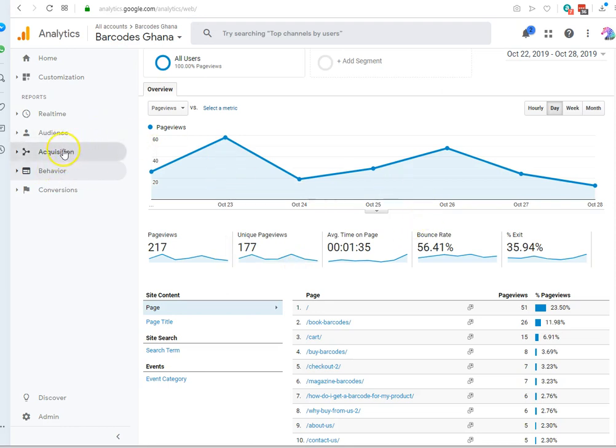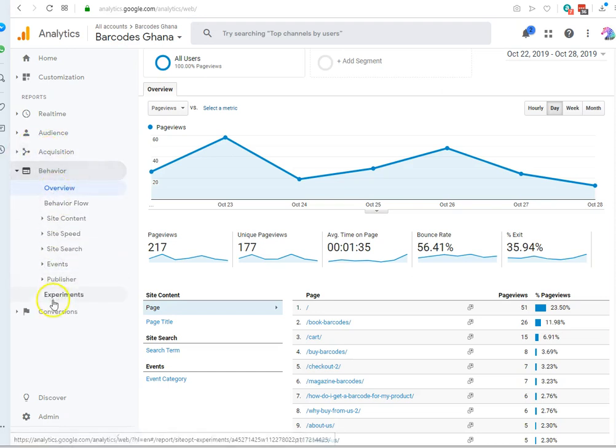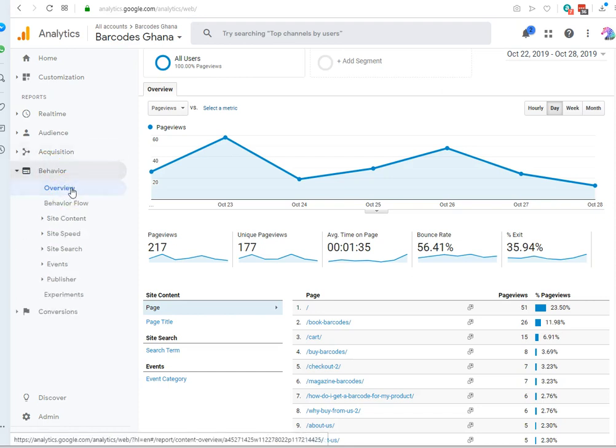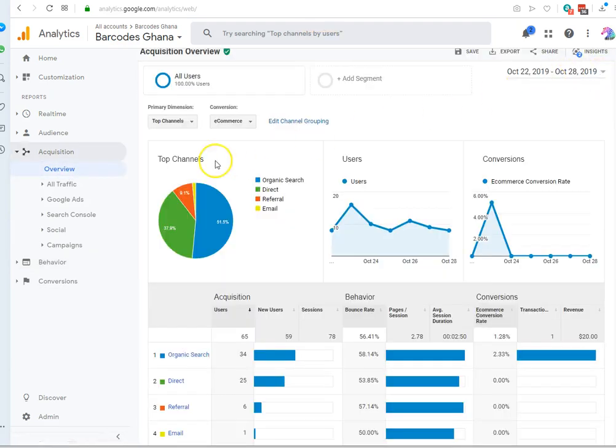And so we can look at different features here. Each of them, well, not all of them, but some of them have an overview, so you can look at them. So for example, we can look at behavior, overview, acquisition. This is the overview of acquisition, where people come from.